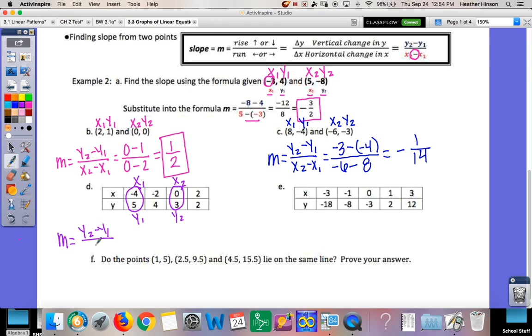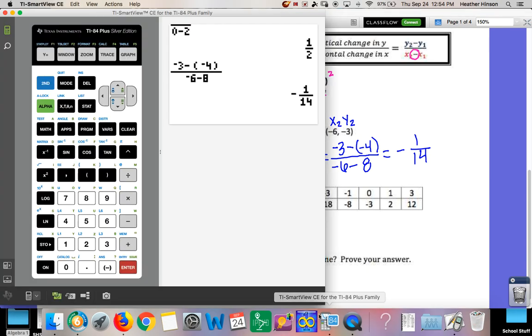y2 minus y1 over x2 minus x1. y2 is 3. y1 is 5, so minus 5. x2 is 0. Minus x1 is negative 4. So watch that negative and make sure you get the minus sign and the negative. And then we plug it in.